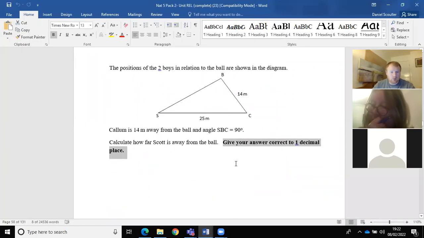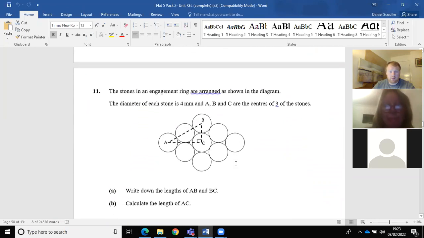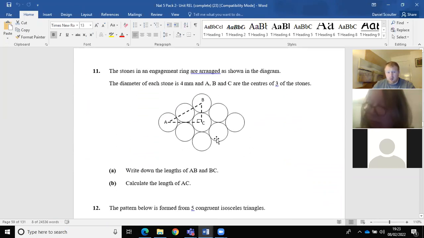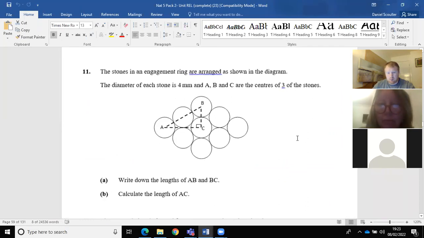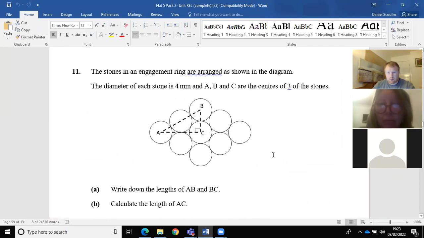Okay, so question 11 as well. This sometimes throws people. I've seen this a few times. Sandra, if I start cutting out the screen, just tell me. So the stones on an engagement ring are arranged as shown in the diagram. The fact it's an engagement ring doesn't matter to the question. The diameter of each stone is 4 millimetres. So each one of these circles, diameter, which is the distance from one side to another, is 4 millimetres.